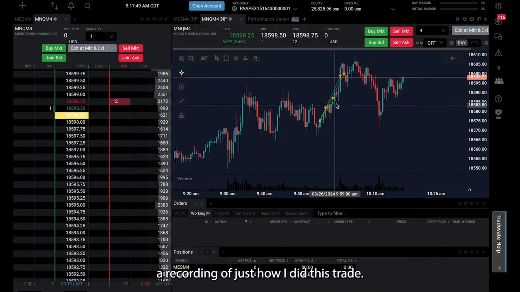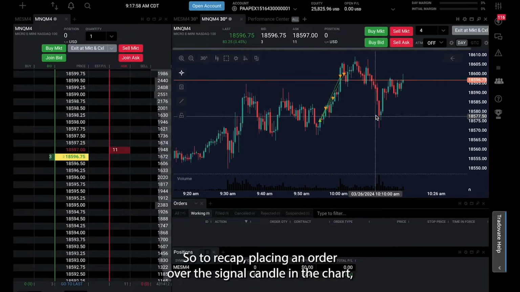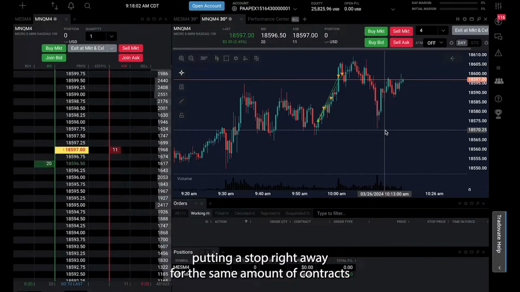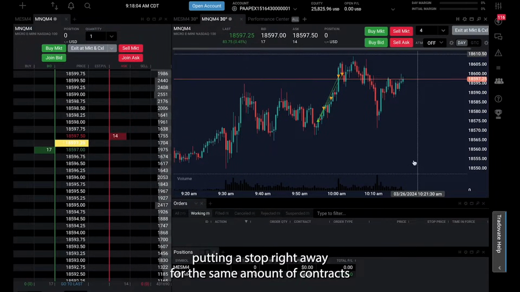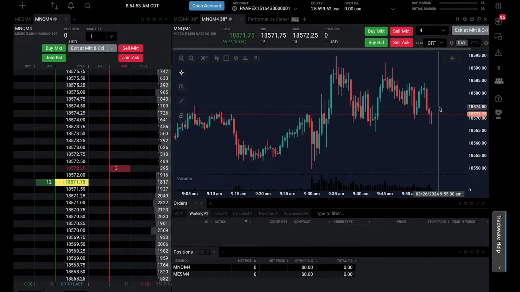I'm going to show you a recording of just how I did this trade. So to recap: place an order over the signal candle on the chart, put a stop right away for the same amount of contracts, and then offer them out in singles in the DOM.